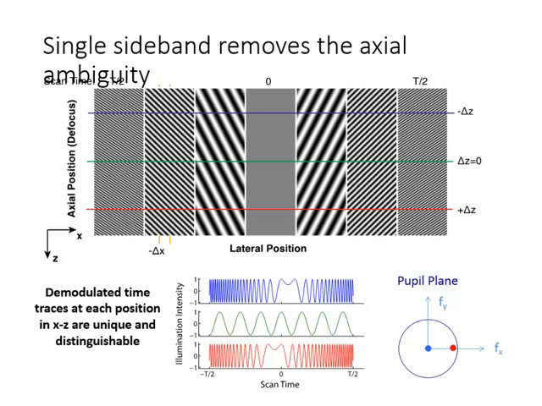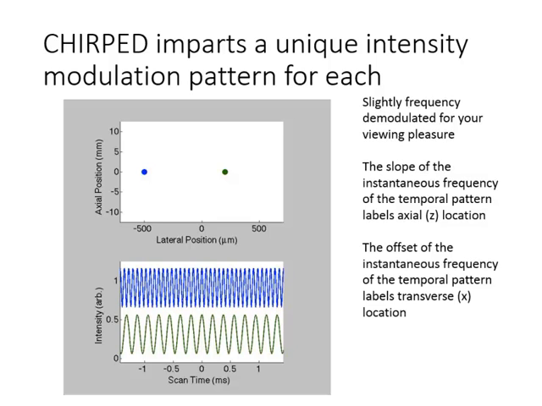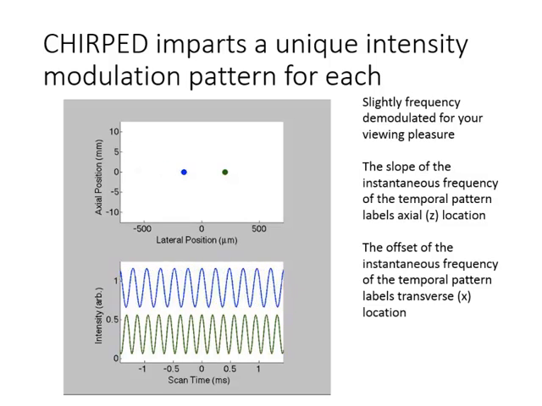one beam sweeping relative to DC, then we can remove this axial ambiguity, and we get this nice pattern that changes not only along X, but also along Z, such that each point in XZ sees a unique modulation pattern. I have a little movie here, which hopefully won't crash everything once again. And so the blue dot will move relative to the green.